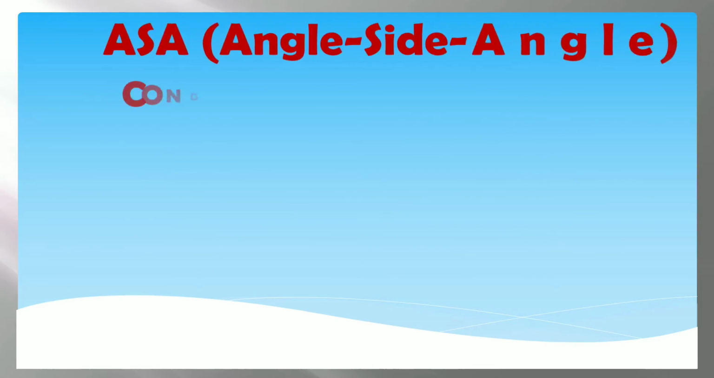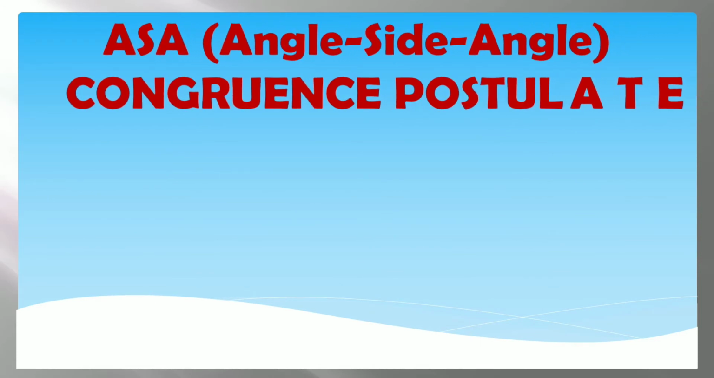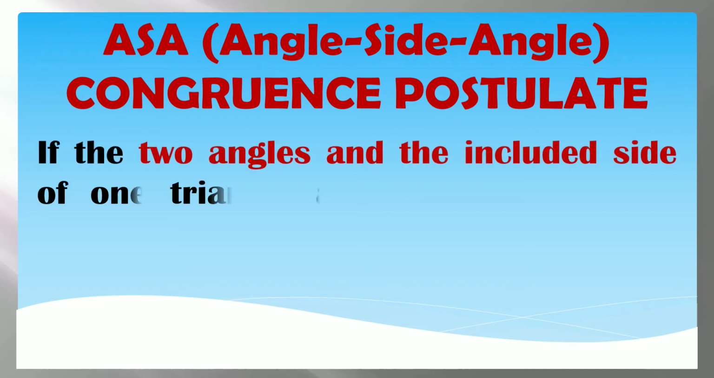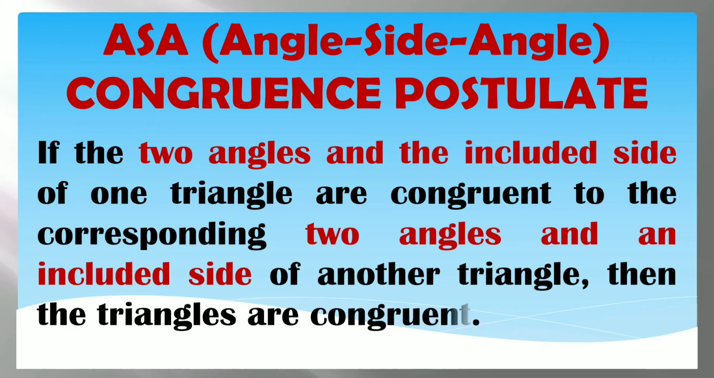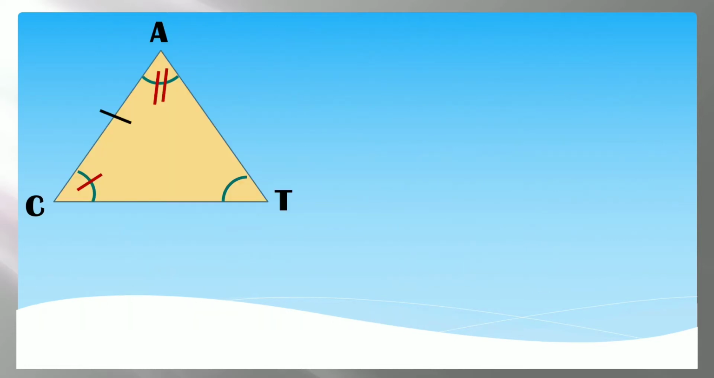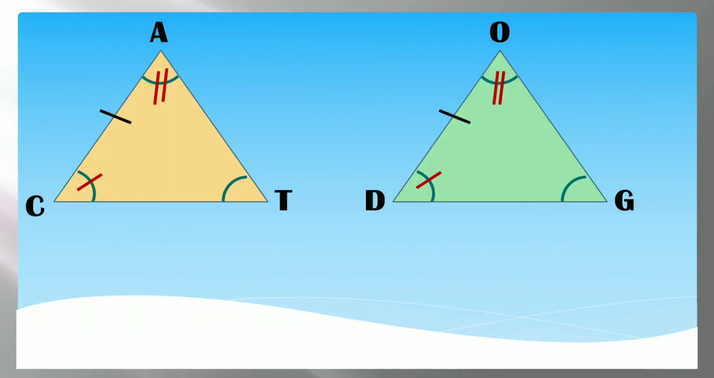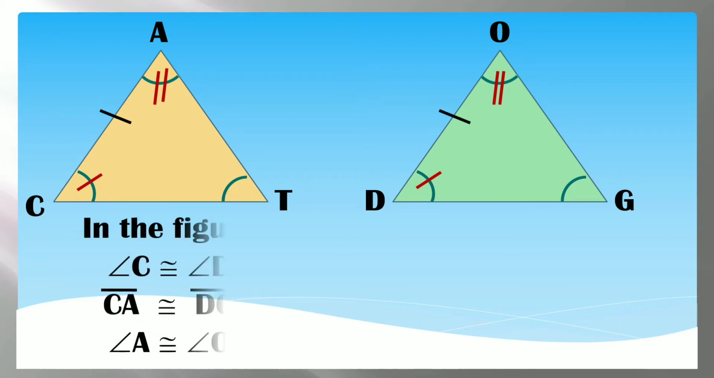So, ASA, angle, side, angle, congruence postulate. If the two angles and the included side of one triangle are congruent to the corresponding two angles and an included side of another triangle, then the triangles are congruent. So, let's have an example. So, we have triangle CAT and triangle DOG.